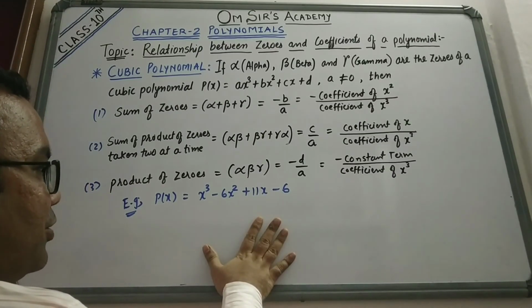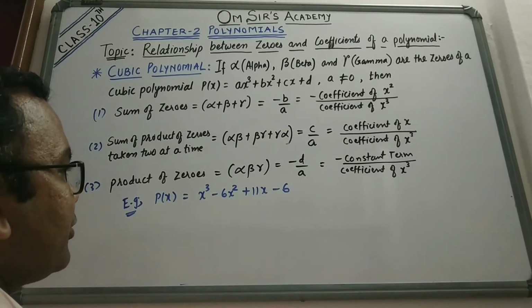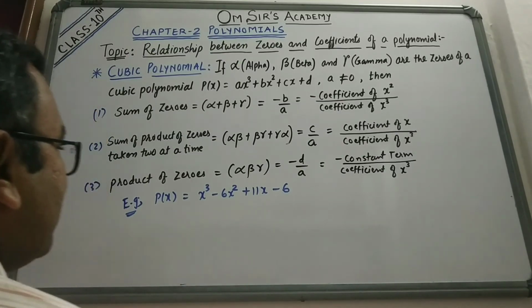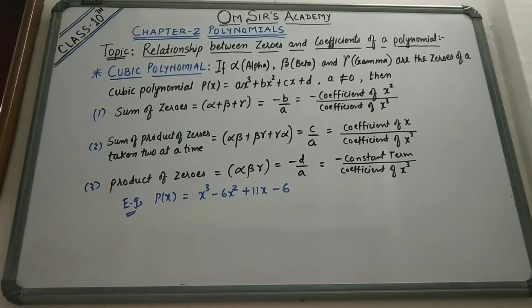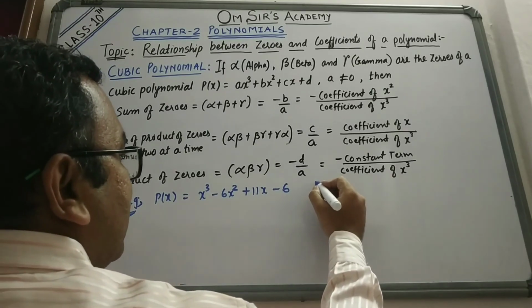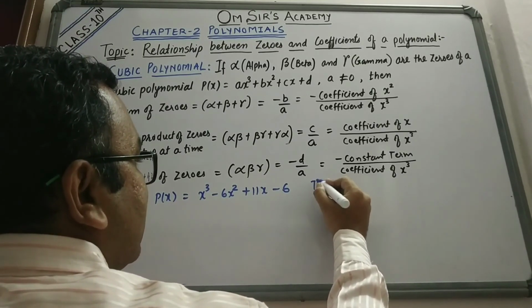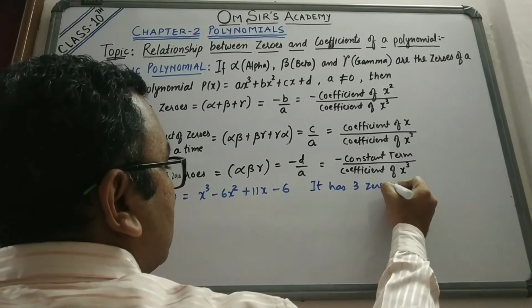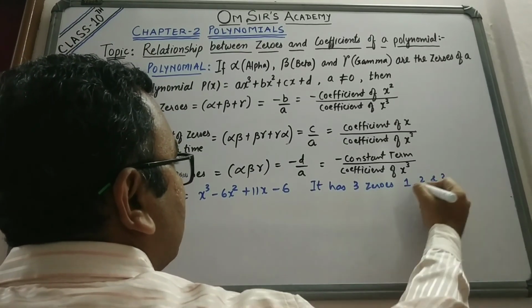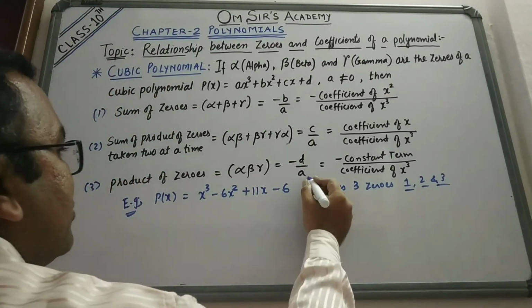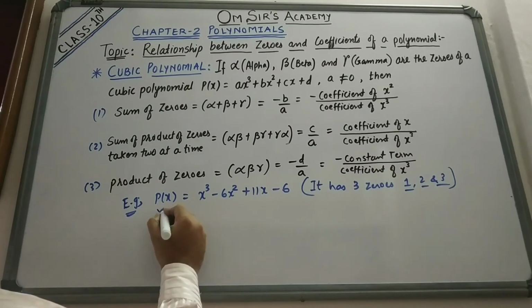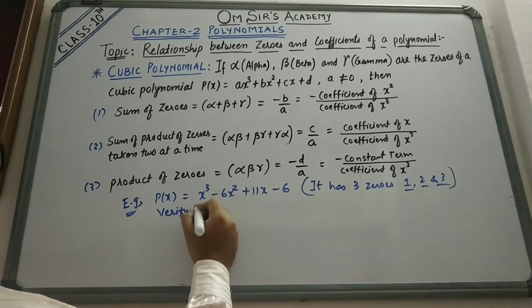In this chapter, we are not asked to factorize the cubic polynomial. So directly we will be given some zeros. Say the 3 zeros given are 1, 2 and 3. So 3 zeros of this polynomial are given and you are asked to verify the relationship of a cubic polynomial. What are you asked to do?